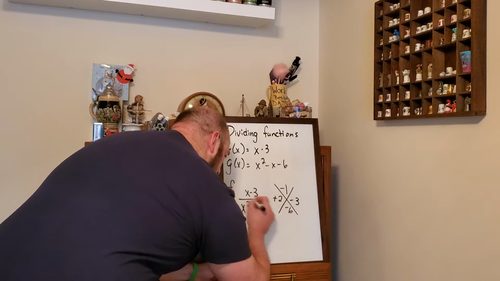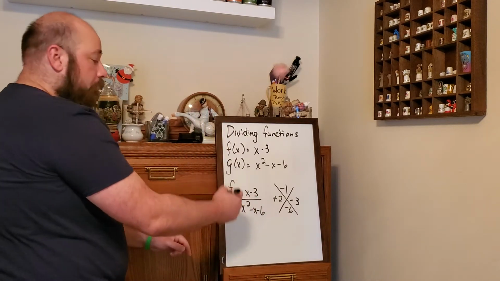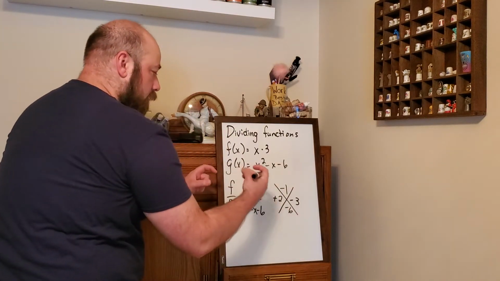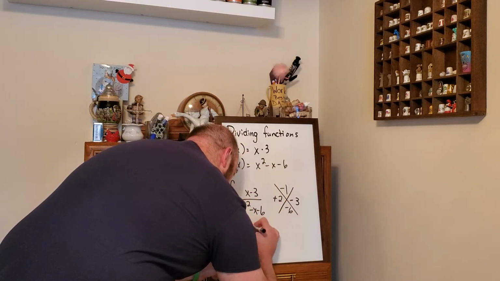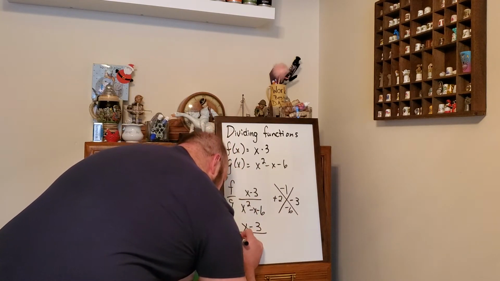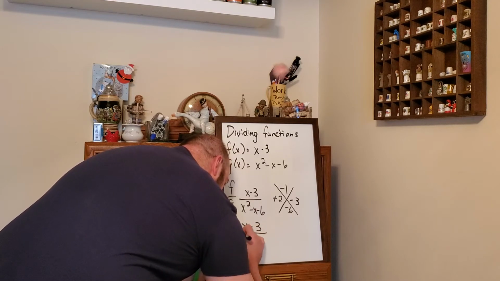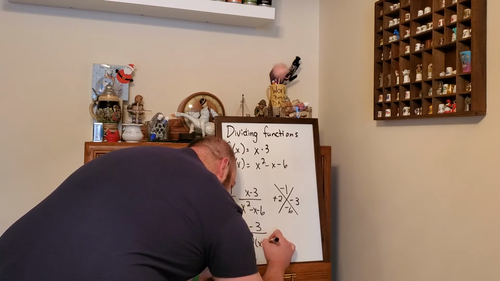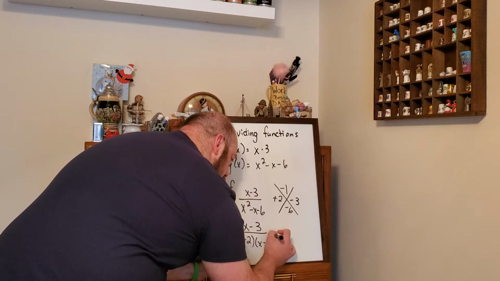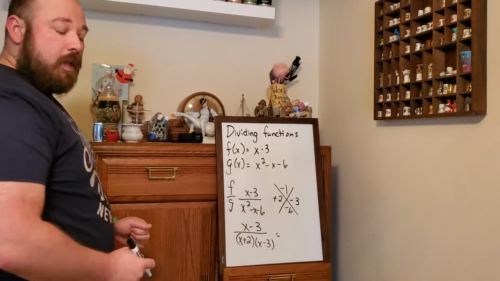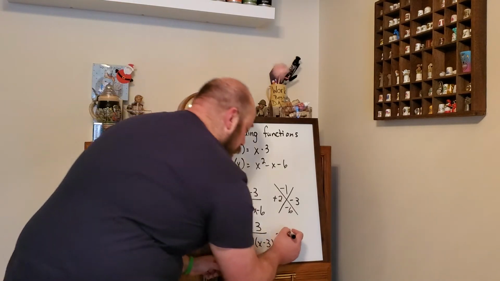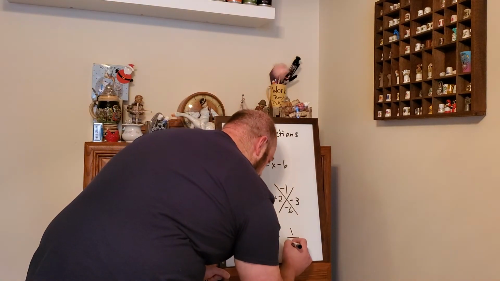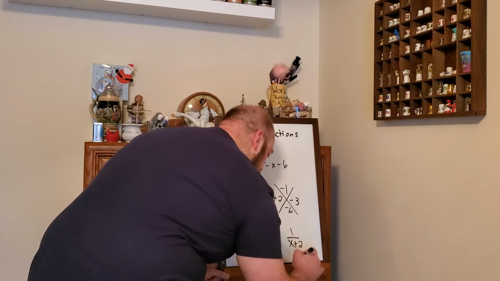I'm going to rewrite g of x, the bottom, as a multiplication of these two factors now. So I'm going to have x minus 3 over x plus 2 times x minus 3. And as we see here, my x minus 3's will cancel, leaving me with a final answer of 1 over x plus 2.